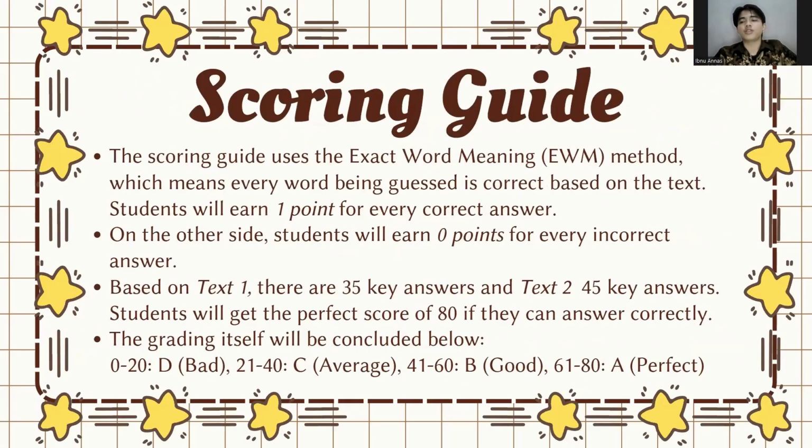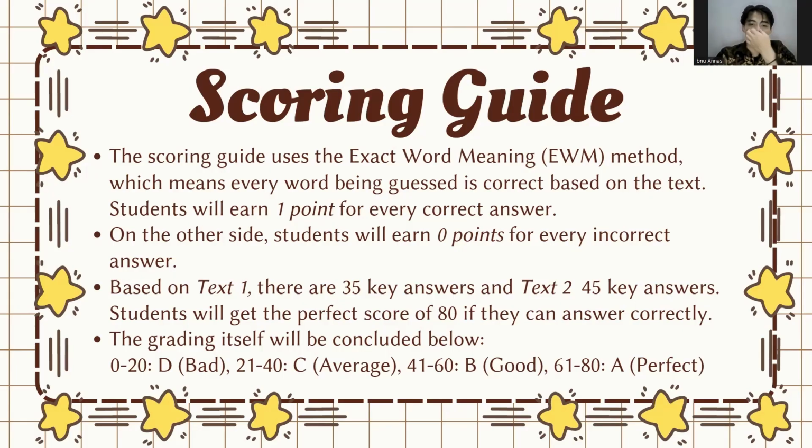Now let's move to the scoring guide. The scoring guide uses the exact word meaning, or EWM, which means that every word the test taker or the student gets correct will earn 1 point for every correct answer. But if they have an incorrect answer, they get 0 points, which means nothing.